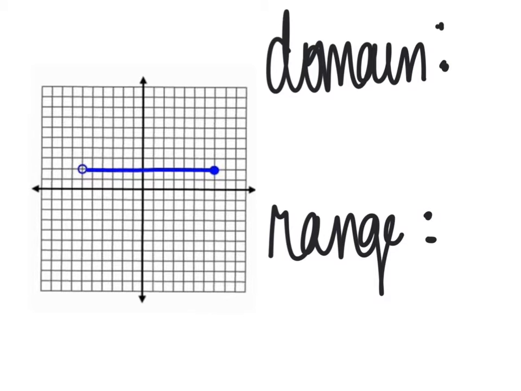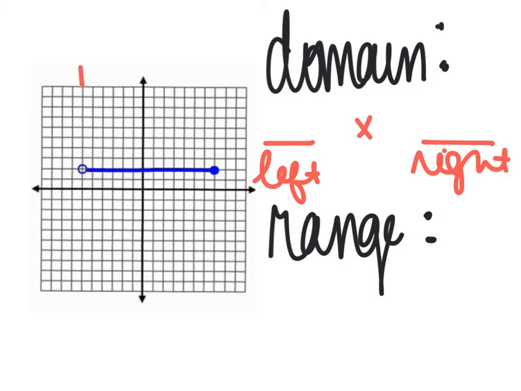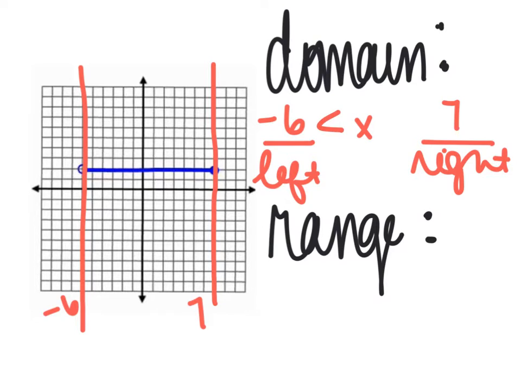So I need to find my domain and my range of this graph. So my domain, remember, is my x's, which go from left to right. So I'm looking for the left side of my graph, which is here, through negative 6, and the right side of my graph, which is here, through positive 7. So we have negative 6 and 7. So my domain is going to go from negative 6 to 7. At negative 6, I have an open circle, so it's just a less than symbol. At positive 7, I have a closed circle, so it's going to be a less than or equal to.